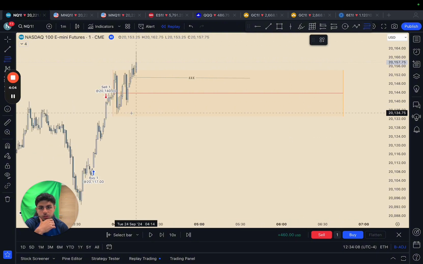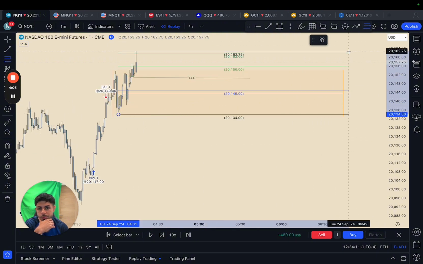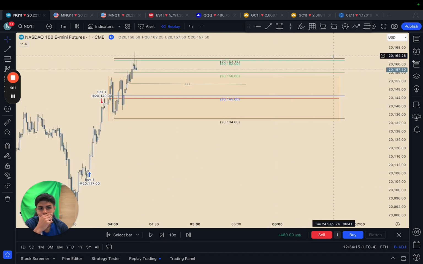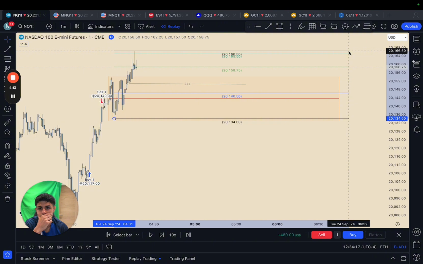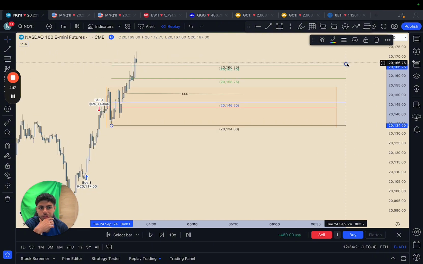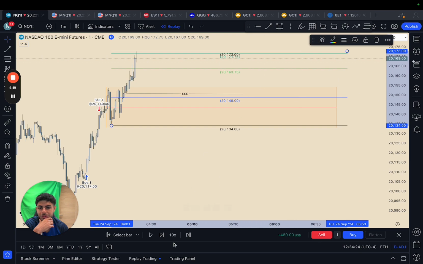Now, just going to draw a fib from the bottom to the top. See a potential 618 tap. Okay, we're just going to move the fib up as price action moves higher. This is still my most recent zone, so this still is the only zone I'm really looking at.